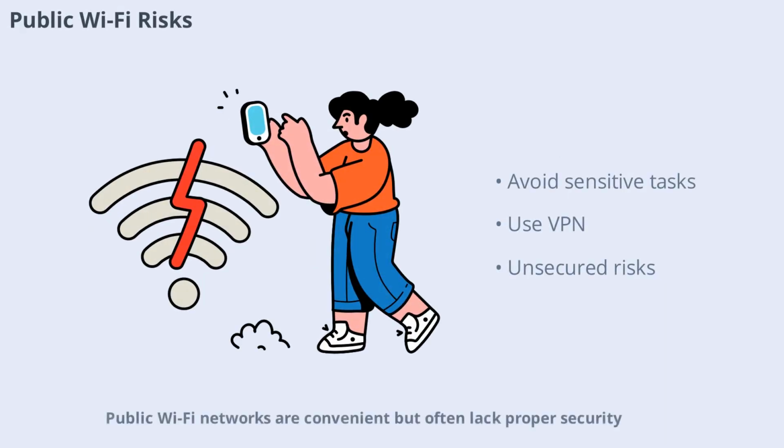Public Wi-Fi networks are convenient but often lack proper security. Hackers can easily intercept data transmitted over unsecured networks. Avoid accessing sensitive information such as online banking or shopping when connected to public Wi-Fi. If you must use public Wi-Fi, consider using a virtual private network, VPN, to encrypt your data and protect your privacy. In the next scene, we'll explain how VPNs work and why they're important.